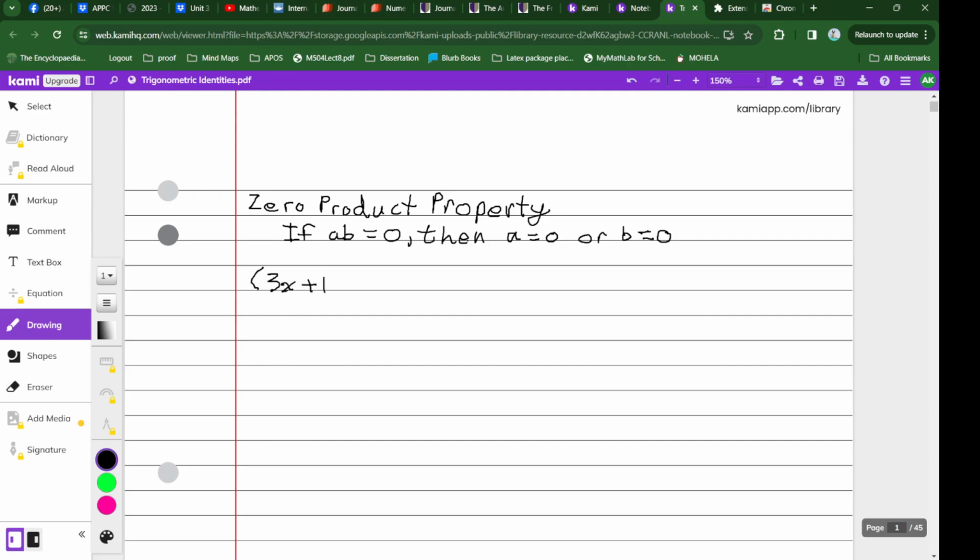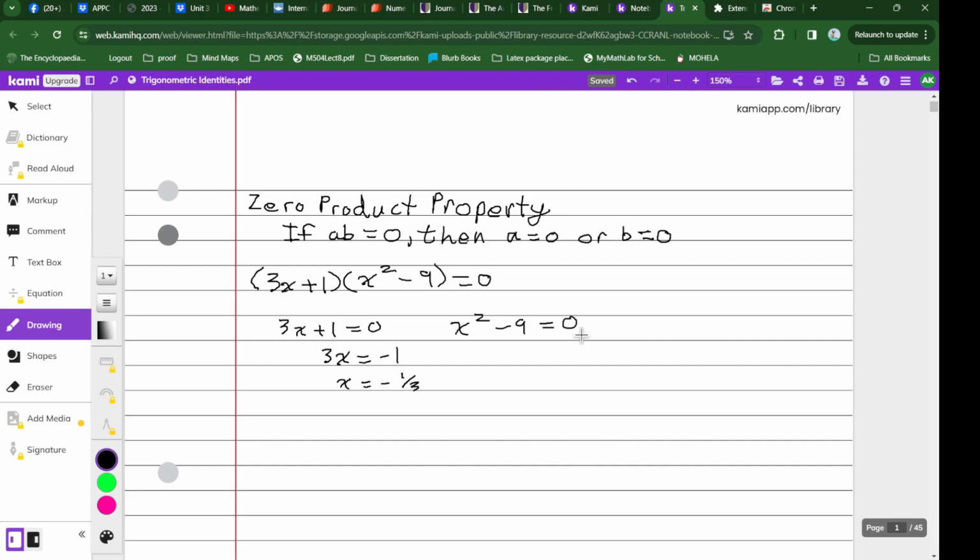3x plus 1 times x squared minus 9 equals 0. These are just two numbers being multiplied together. So that means that either 3x plus 1 is 0 or x squared minus 9 is 0. Now, if 3x plus 1 is 0, that means that 3x is negative 1, which means that x is negative 1/3.